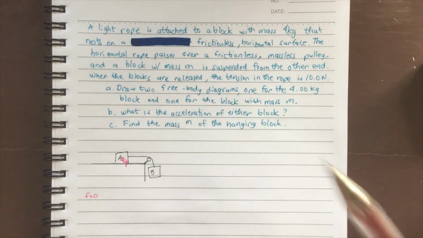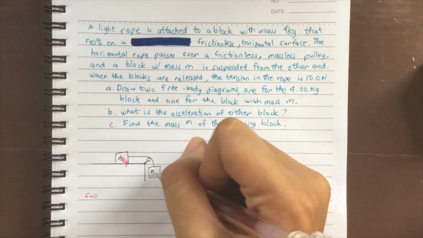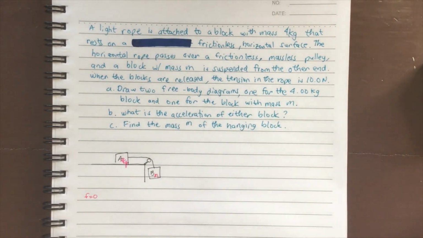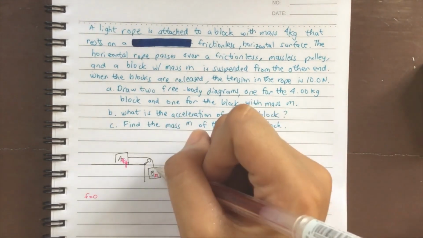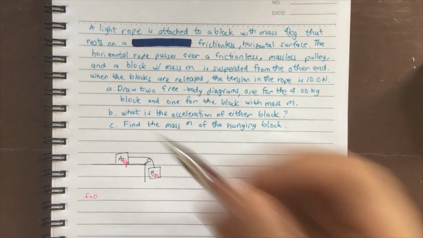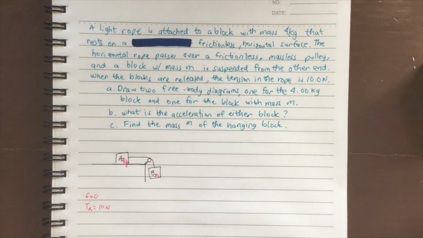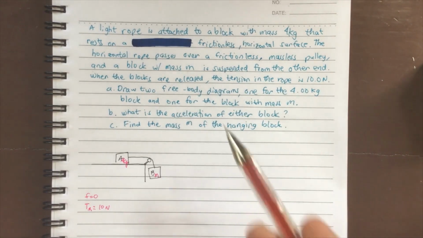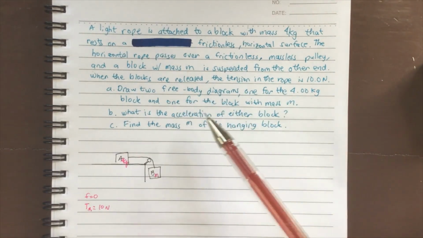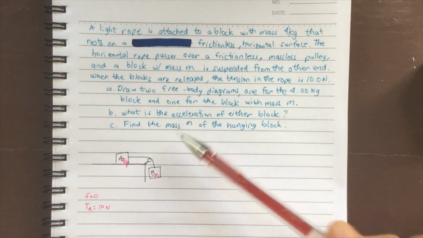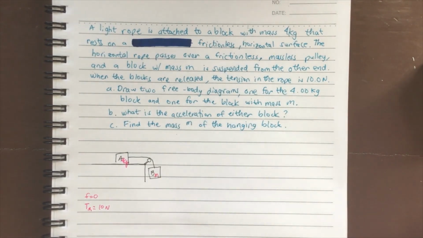And then the mass of your block is m. Okay, so the tension in the rope is 10 newtons. So let's write tension of the rope, that is 10 newtons. Okay, so we are now done identifying the given, and then we are required of the free body diagram, the acceleration, and your mass. So let's now proceed to the next step, which is to draw your free body diagram.